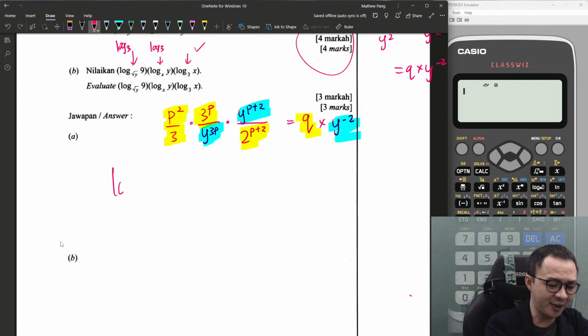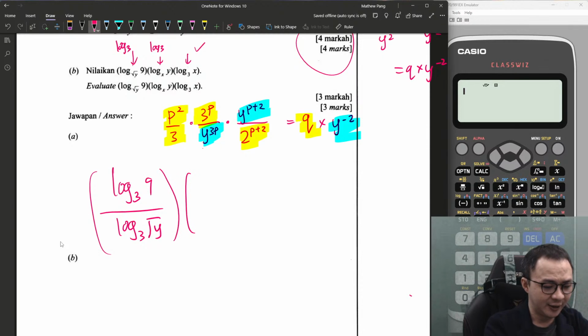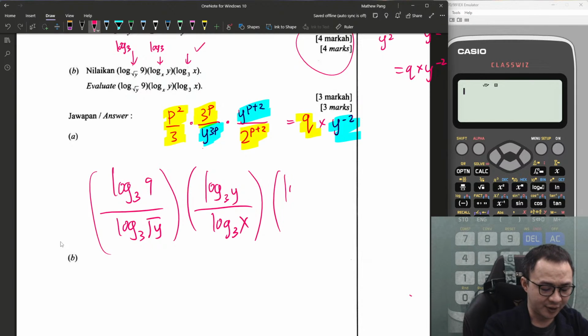Sounds easier to me. This is log base 3 of 9 over log base 3 of square root y. Multiply. This is log base 3 of y over log base 3 of x. Okay, this one is just log base 3 of x. Okay, now everything is in base 3 already.